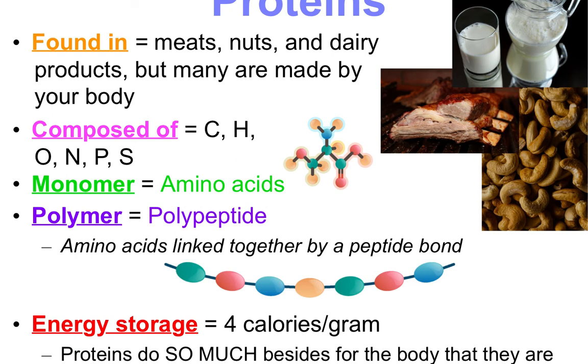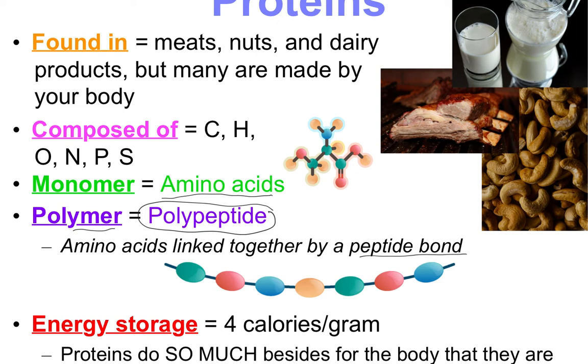Proteins are found in meat, nuts, a lot of dairy products, and many of them are made by muscle tissue. They have a little bit more element variety in them. They're composed of carbon, hydrogen, and oxygen, along with nitrogen, phosphorus, and sulfur. Their monomer is called an amino acid, and a chain of amino acids is a polymer called a polypeptide. So amino acids will link themselves together with peptide bonds and form a polypeptide.